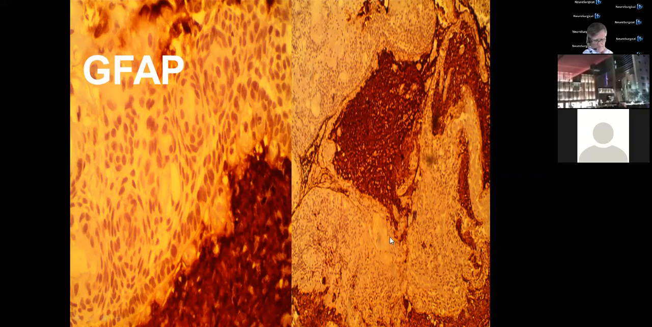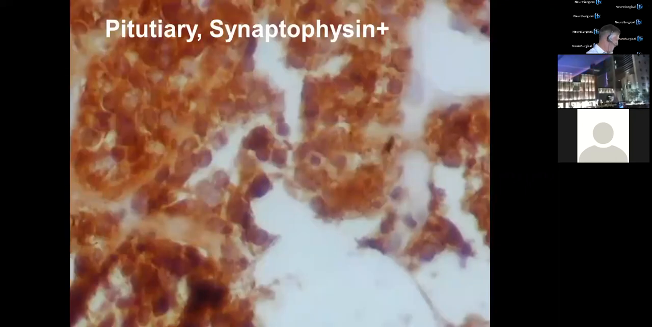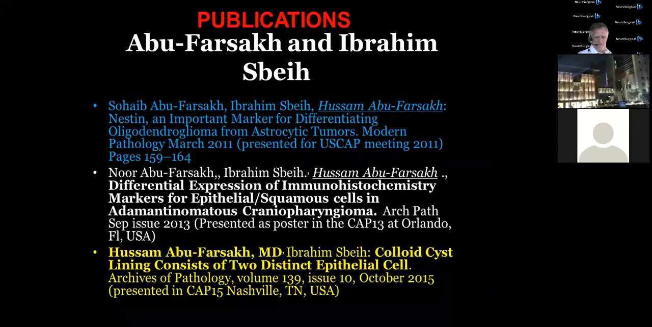In other tumors, like meningioma, this is considered part of the malignancy, but in craniopharyngioma it is normal to see invasion of the glial tissue. Sometimes they infiltrate the pituitary, as in this case. We did synaptophysin, it stains the cells, and this does not indicate that it is a malignant cell.